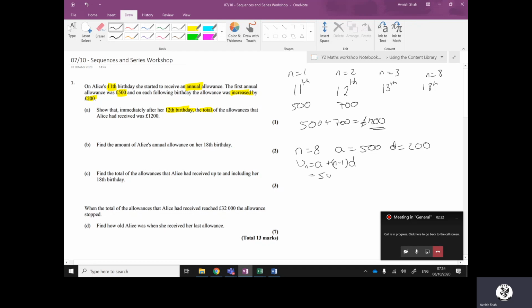So that's 500 plus 7 times d, which was 200. And if you work that out, that gives you 2,300. No, it doesn't. Sorry, it gives you 1,900.